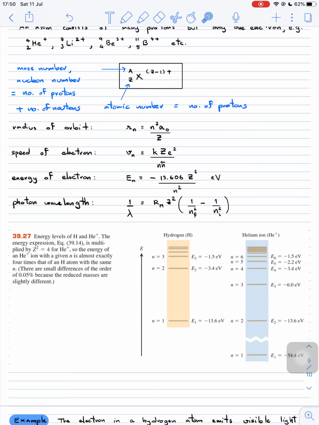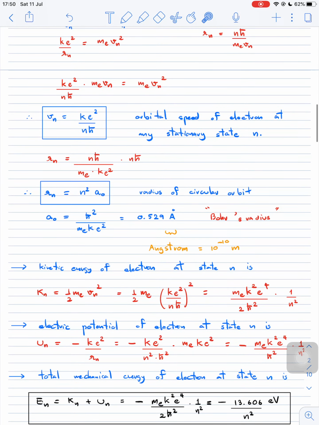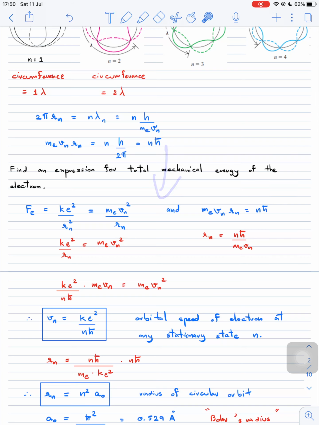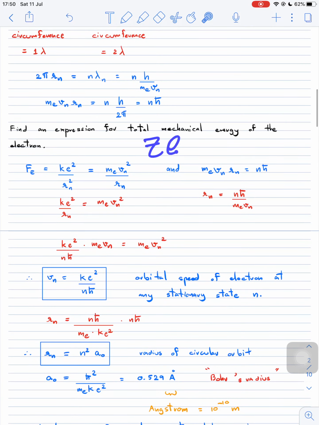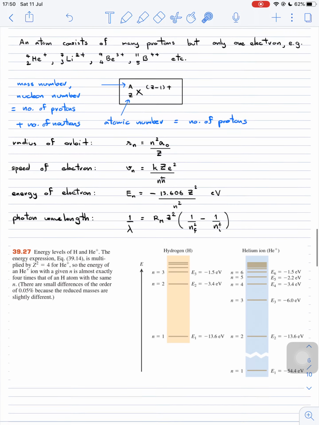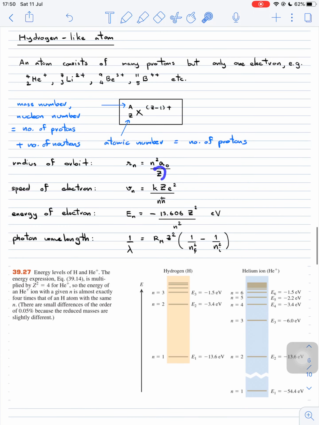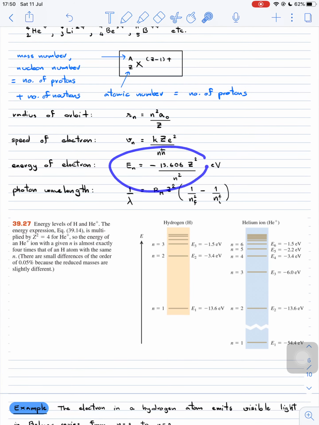Then again, we can do the same procedure as we have done from here. But we need to change the charge of the proton to be Z times e. Then again, we can get the radius of the orbit to be this one. You can see that we have this extra Z, which is the number of protons here. And we have the speed of the electron and the energy of the electron, this one. For the hydrogen atom, we have only this value over n squared, but now we just multiply with Z squared for the hydrogen-like atom.